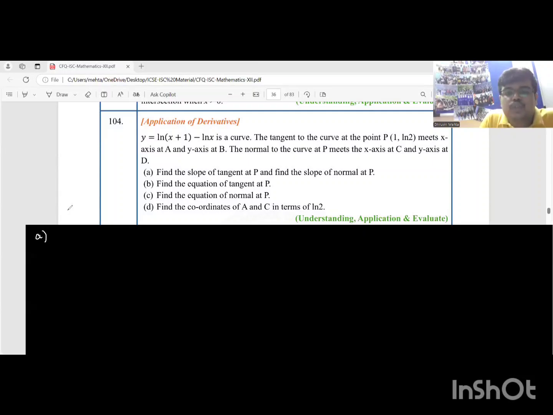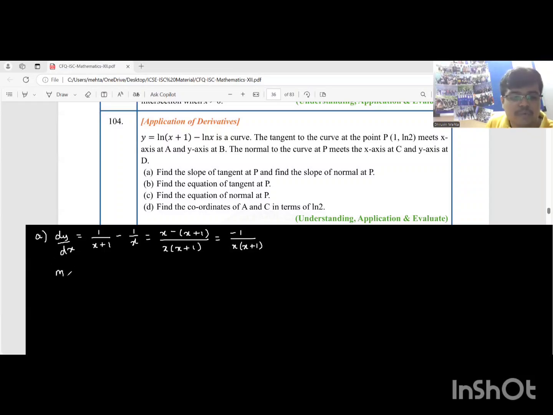All right. So first of all, students, let us do one thing. Let us do the first subpart where we have to find the slope of tangent at P and slope of normal at P. For slope, we'll have to take the derivative. So we'll take the derivative of this curve. Derivative is equal to ln of x plus 1 is 1 upon x plus 1 minus ln x is 1 upon x. You take LCM, students, this will be x minus of x plus 1 upon x into x plus 1. So from here, students, we will get minus 1 upon x into x plus 1.